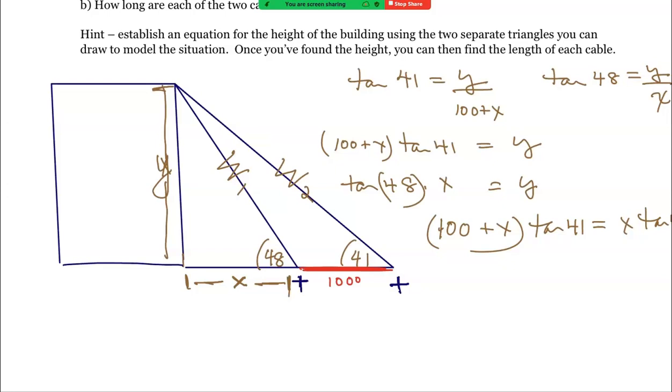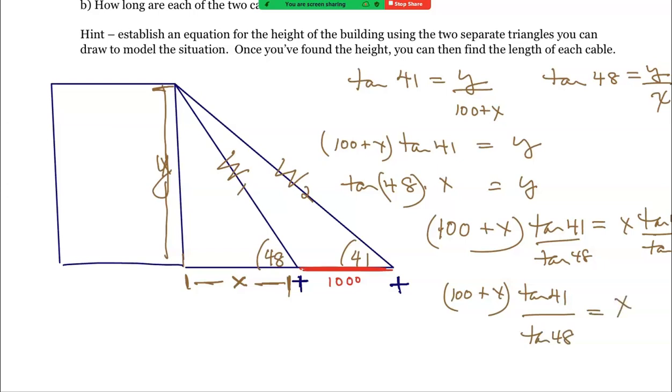So let's divide both sides by tan 48. What does that give me? Well, I'm also going to move the other, but I'm going to do it in 2 steps. So now I have 100 plus x times the tan of 41 over the tan of 48 equals x. All right, why not move 100 plus x? That's gone.